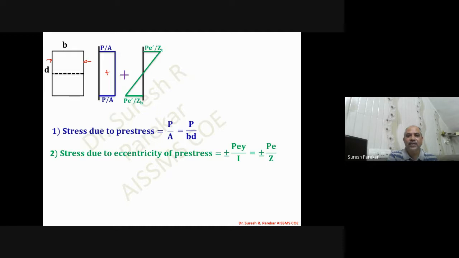So we have this as PE dash. This is not E, this is E dash. This will be plus, this will be minus, and then we will have P by A minus PE by Z, where we have ZT and ZB. And likewise, we are in a position to find the stresses at top and bottom.